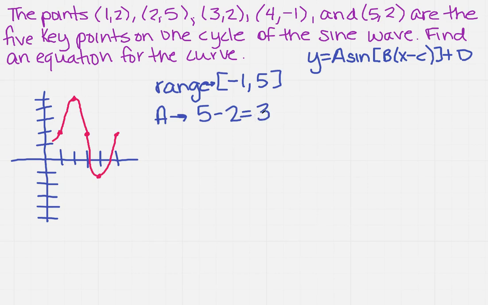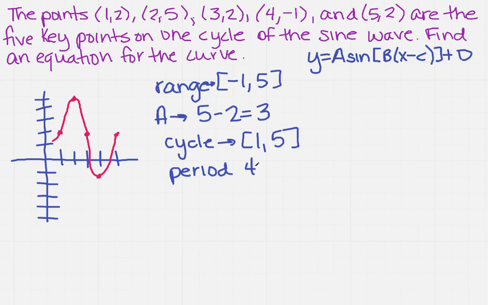Now, where does a single cycle actually happen? Well, I notice that I actually have a cycle starts at 1 and it changes again up here at 5. So my cycle is from 1 to 5. So that tells me then that my period is actually 4.